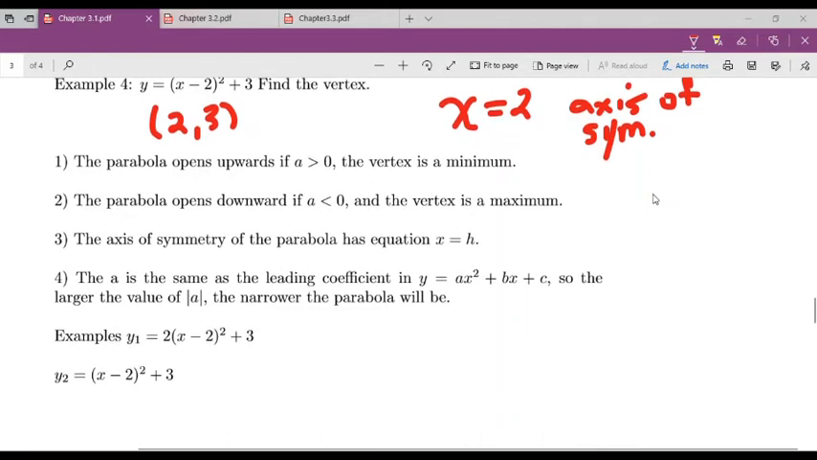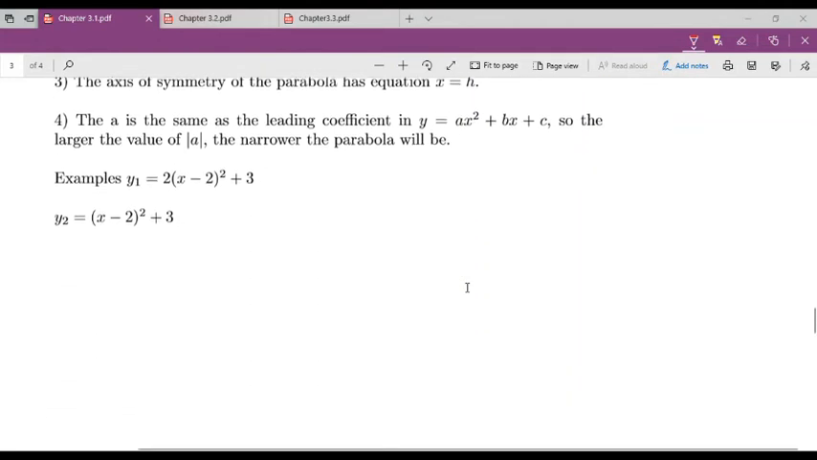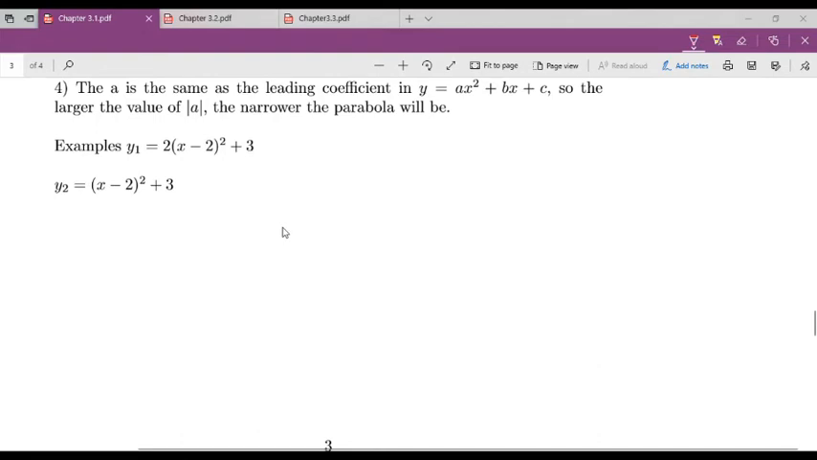Okay. Rule 4 says, if a is the leading coefficient in y equals ax squared plus bx plus c, then the larger the absolute value of a, the narrower the parabola will be. Essentially, the bigger a gets, the skinnier your parabola gets. So we've got some examples to look at. Let's look at these two examples. I'm going to go to the calculator, type both of these in, and we will compare the two, and you'll get to see the effect of what we're talking about here in number 4. So let's go over here and do that.